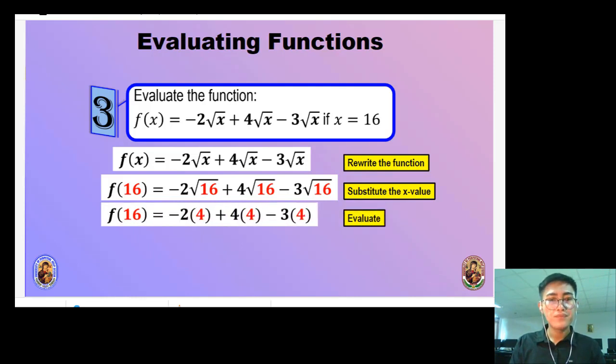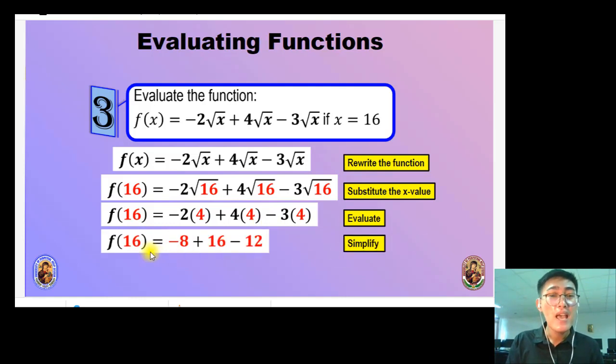Next, as I said a while back, square root of 16 is positive 4. And that would be negative 2 times 4, positive 4 times 4, and negative 3 times 4. Let's just multiply them. That would be negative 2 times positive 4 is negative 8. Positive 4 times 4 is positive 16, and negative 3 times 4 is negative 12. Okay, so you just combine everything in there.